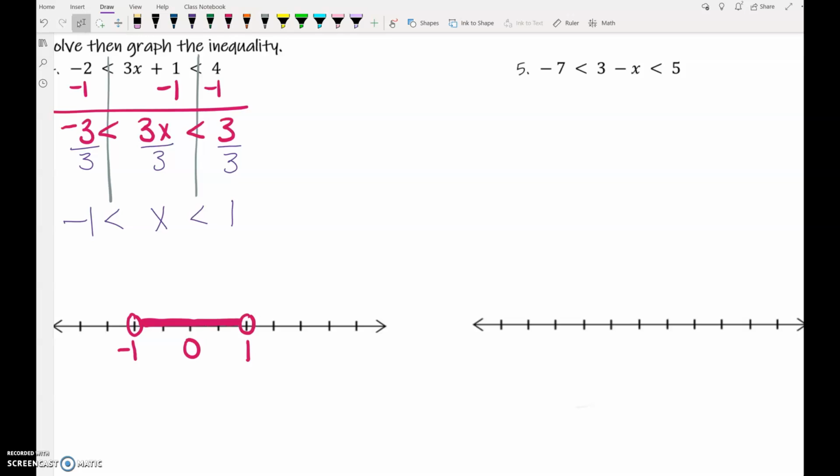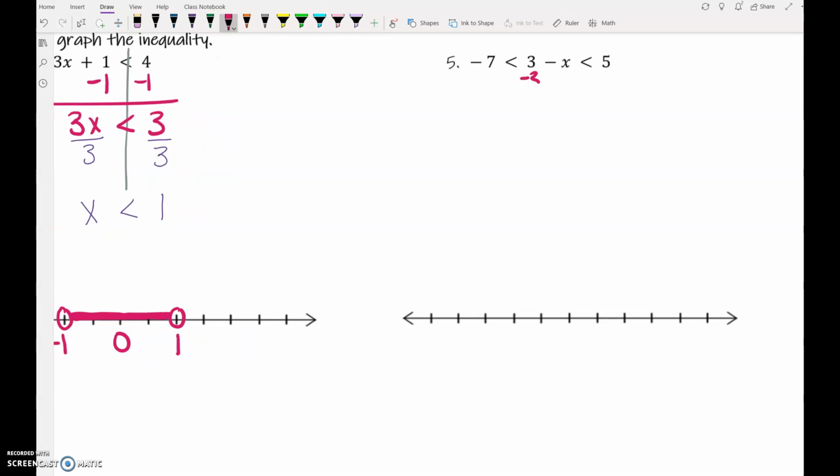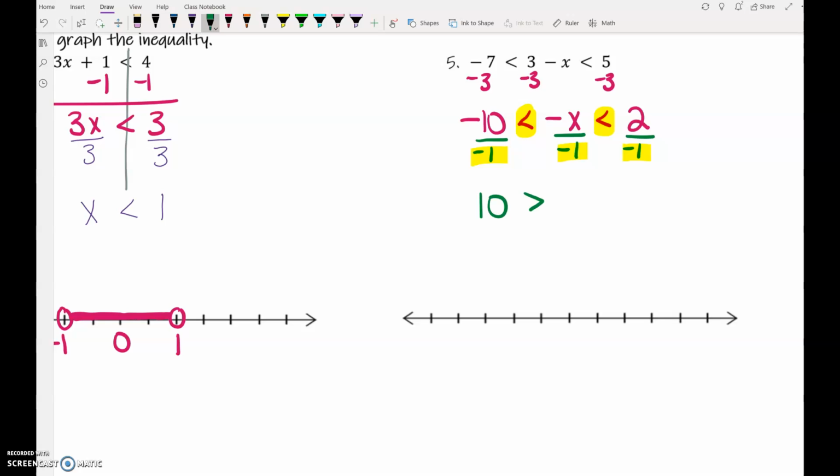What do we need to do first in number 5? Subtract 3. That gives us -10 is less than -x is less than 2. How do we get rid of the negative in front of the x? We divide everything by -1. And when we divide an inequality by a negative, what needs to happen to those signs? They need to flip. So 10 is greater than x is greater than -2.